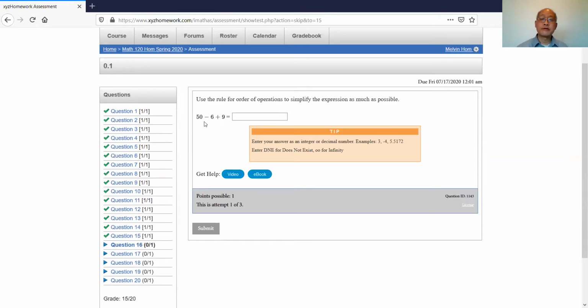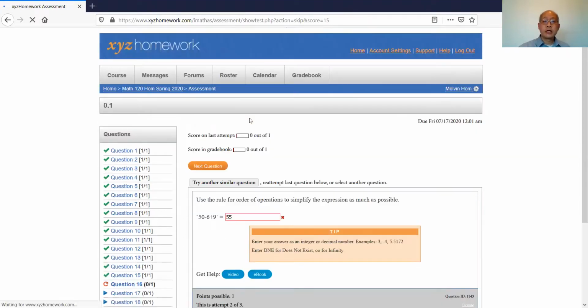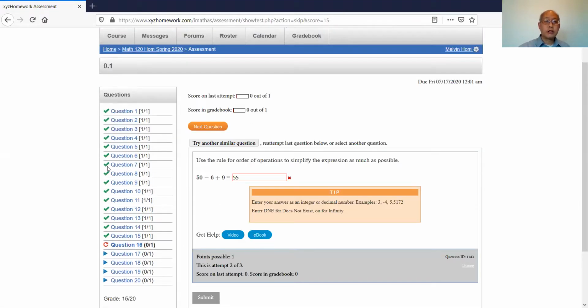This one, again, just go from left to right. 50 minus 6 is 44. 44 plus 9 is 53. So I believe the answer is 53. Let me type in 55 just for fun. Again, notice that it'll mark it as wrong. All of these are correct so far, but 16 is wrong.